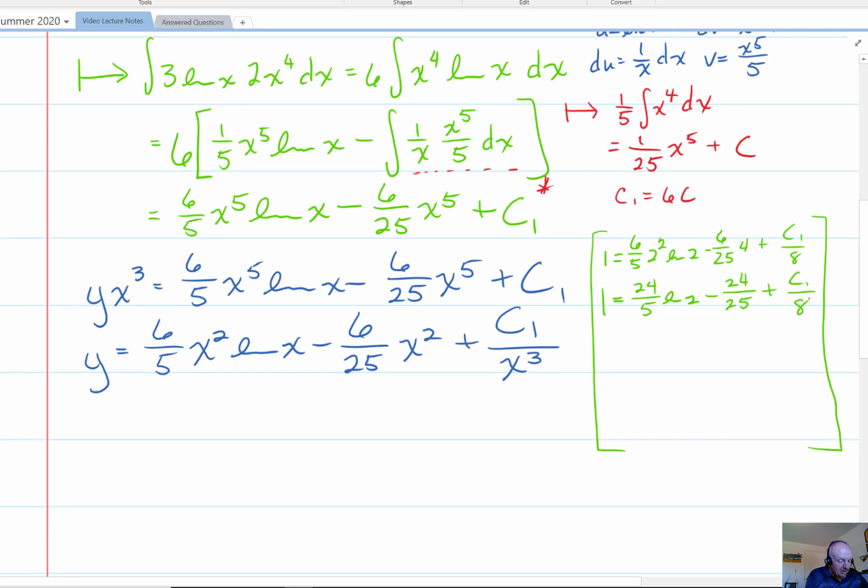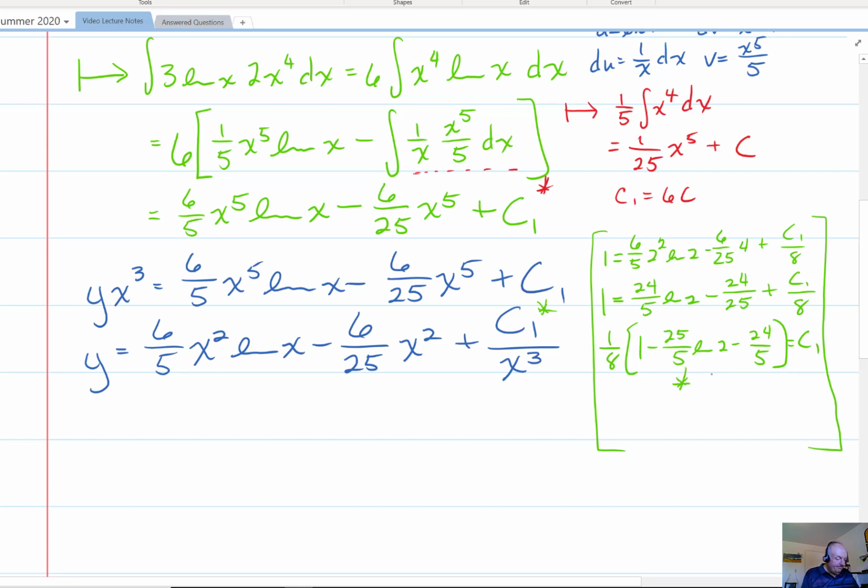8. It's not pretty. 1/8 times is what it's going to be, right? 1 minus 24/5 ln of 2 minus 24/5. And that's c sub 1. All right, and I'll let you throw that into your calculator and put that right there.